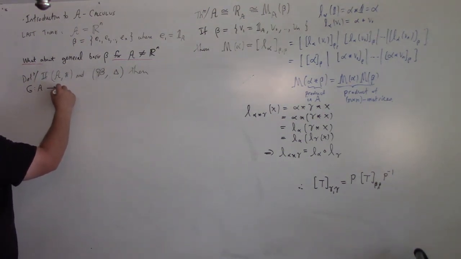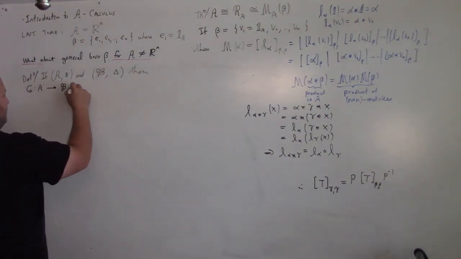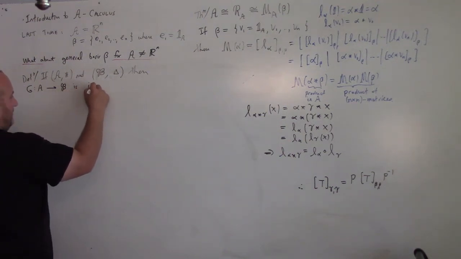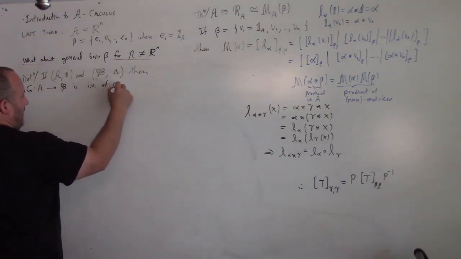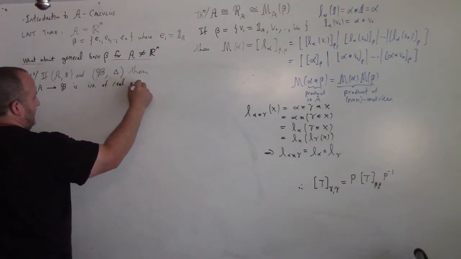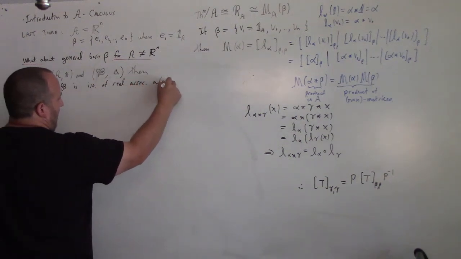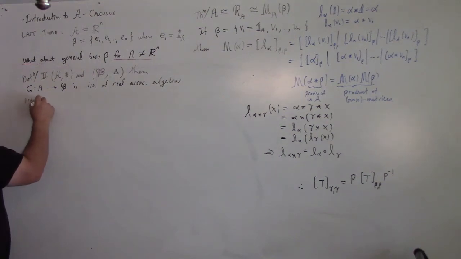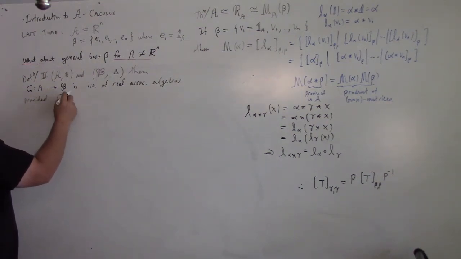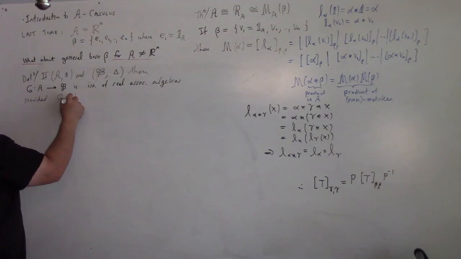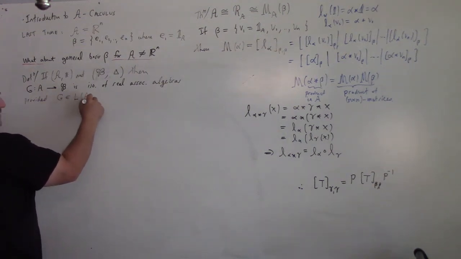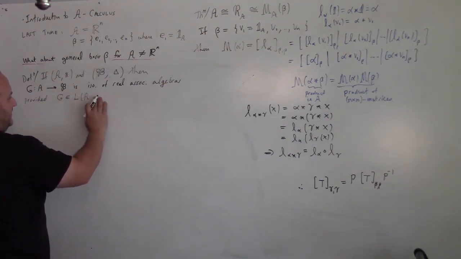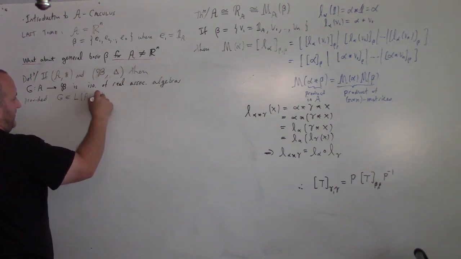G from A to B is an isomorphism of real associative algebras provided G is an element of the linear transformations from A to B.